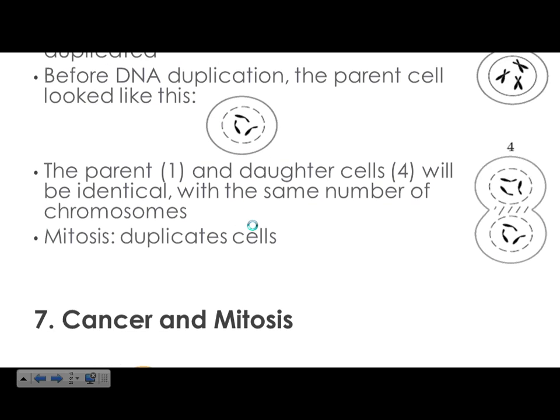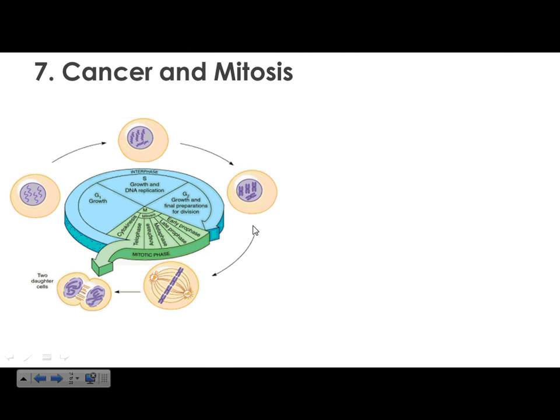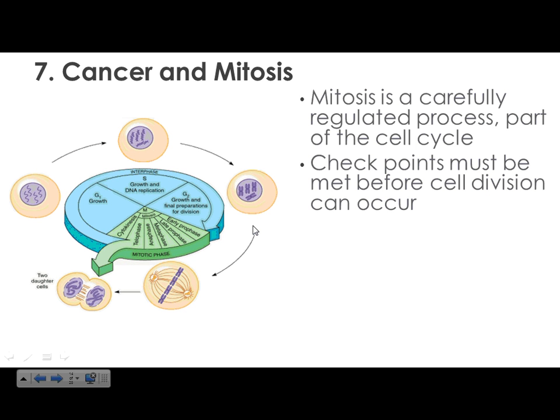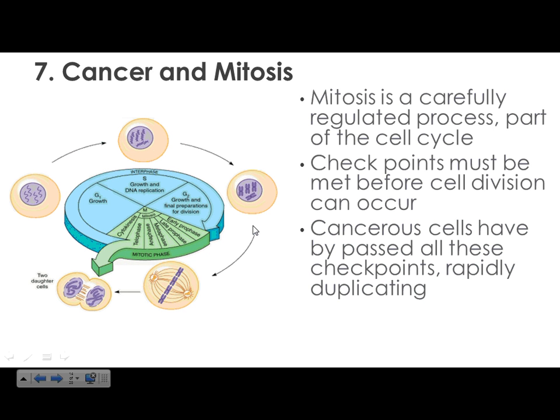The next question asks us about the relationship between cancer and mitosis. So we know that mitosis is cell division. Now, in order for cell division to occur, this is a very carefully regulated process by the cell. And there are certain checkpoints that a cell must pass in order to duplicate. If it doesn't meet those checkpoints, it doesn't duplicate. It won't divide. In a cancerous cell, that machinery, those checkpoints have gone haywire. It's bypassed all of the checkpoints. So it's just going to divide and divide and divide and divide without any regard to the normal cell cycle.